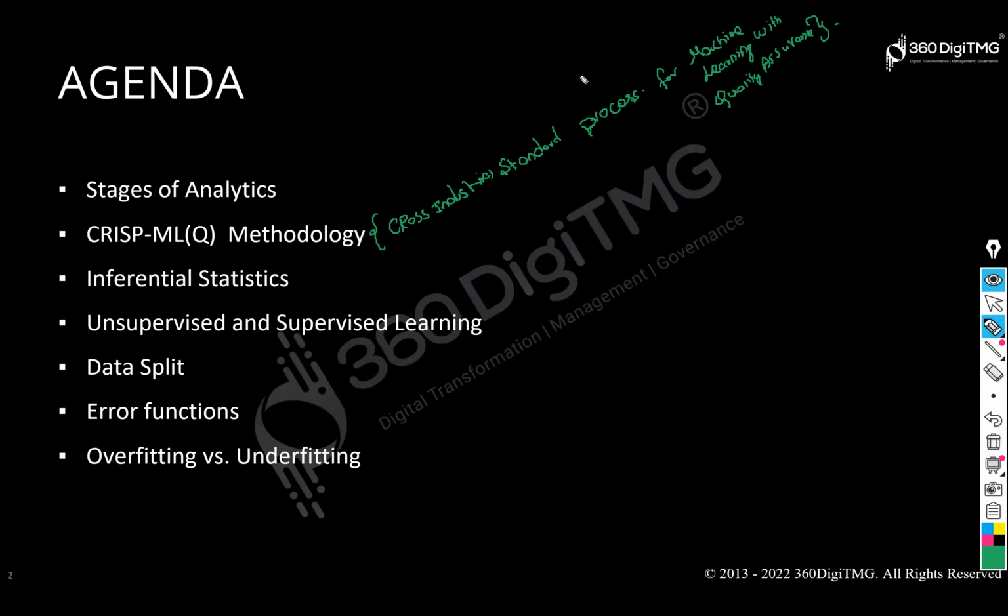Then there is something called inferential statistics. What does it mean? By the meaning, I am going to get some inferences. Some statistics is also going to be included. What is the statistics and what is the inference we are going to get out of it? That is the thing here.